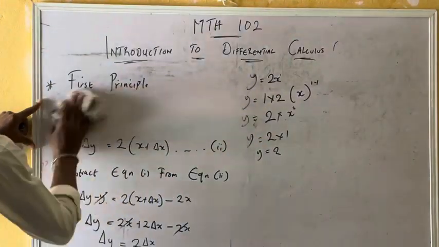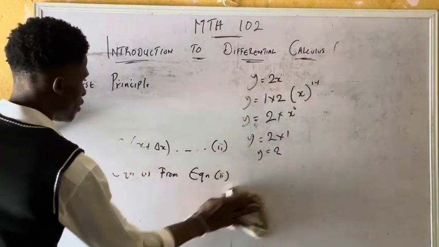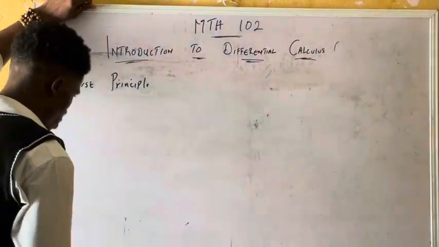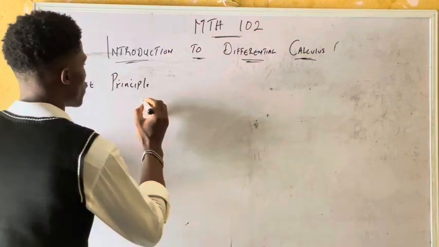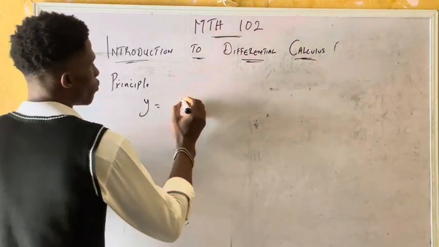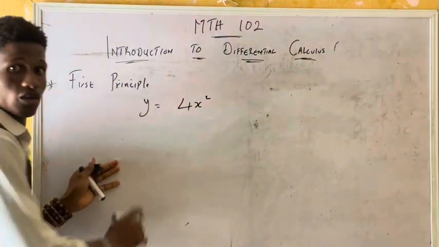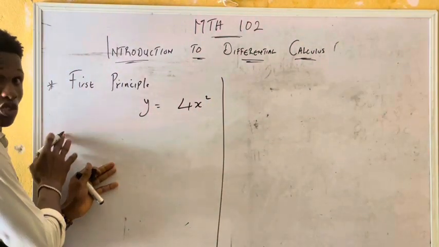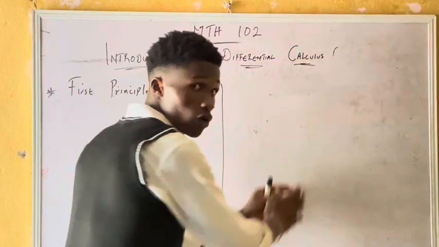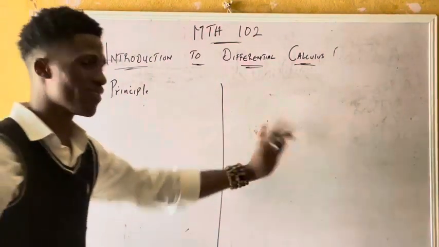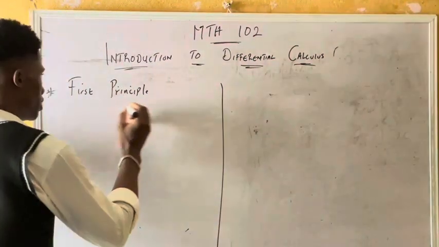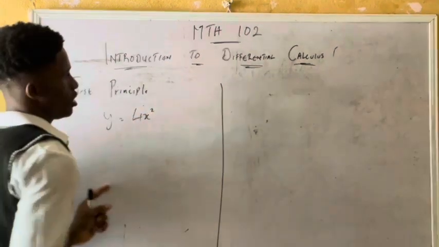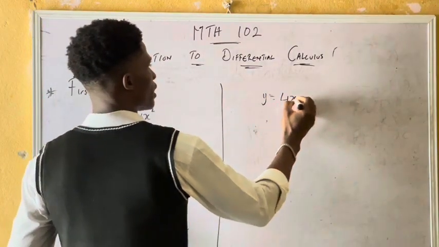Now, let's take a look at another example. Okay, so let's say, for example, y is equal to 4x squared. Now, let's differentiate this. First of all, we are going to use first principle here, and we're going to use the power rule to solve. You will see that we arrive at the same answer. Okay. Now, let's say y is equal to 4x squared.